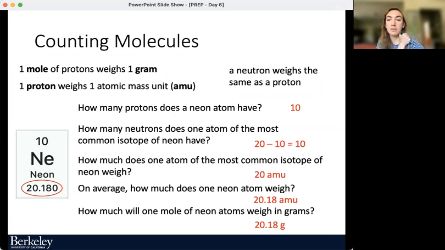This comes back to the importance of isotopes that we were talking about before. Most neon atoms I find will have a mass number of 20, so they'll have 10 neutrons. But a decent number will have 11, some will even have 12, so that the average is 20.18. So number 4 is, on average, how much does one neon atom weigh?